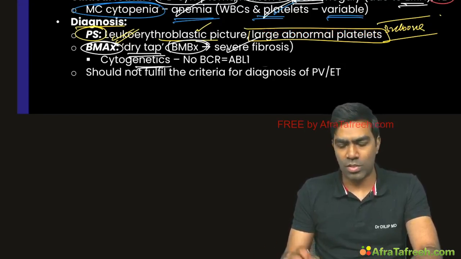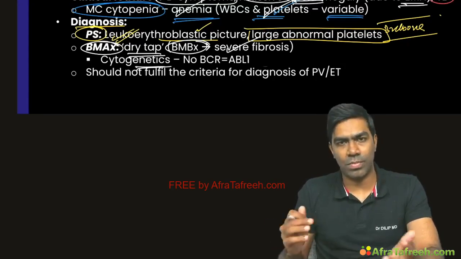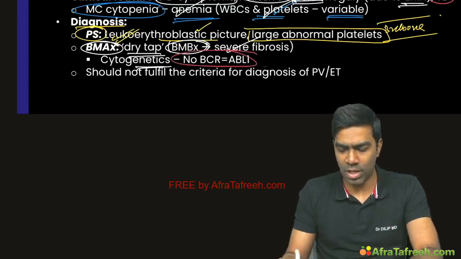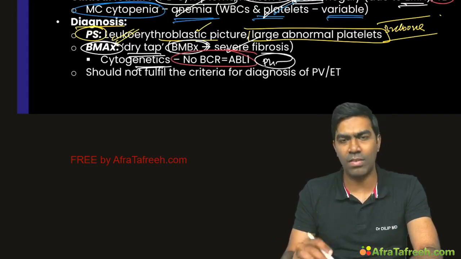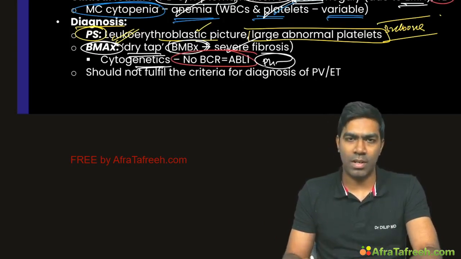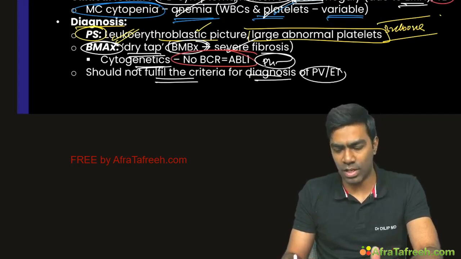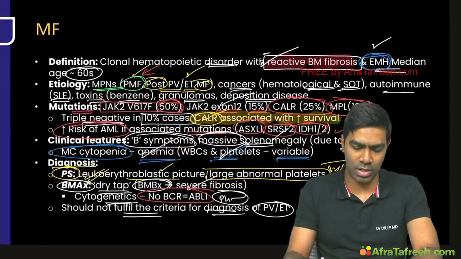So if you look at the cytogenetics, there is no specific cytogenetic change with regards to your primary myelofibrosis. All you have to do is you have to prove that the patient is not having BCR-ABL1 fusion, which means the patient should be Philadelphia negative. That is to rule out CML. And patient should not have the disease that's going to fulfill the criteria for the diagnosis of polycythemia vera or essential thrombocytosis. That's a very important point as well.